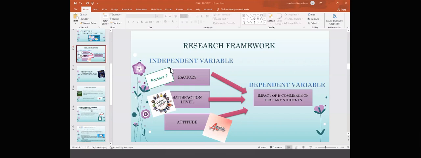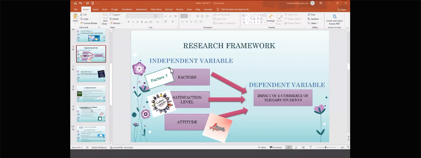I think the impact of e-commerce should not be the dependent variable. The dependent variable must be very specific. For example, Vinotira, you are going to look at how satisfaction level impacts attitude. So your satisfaction level will be your IV. The impact on attitude will be the dependent variable. Like that.